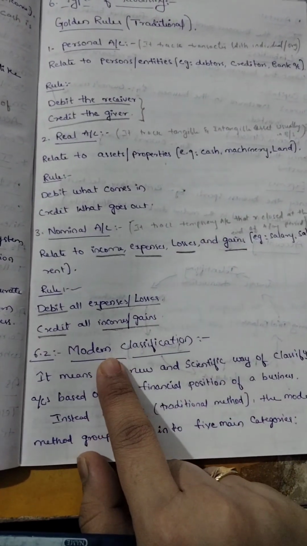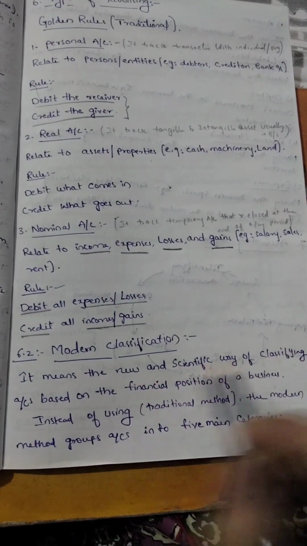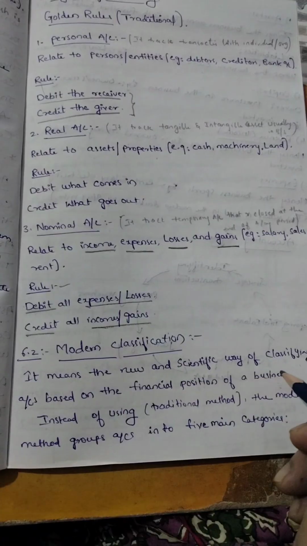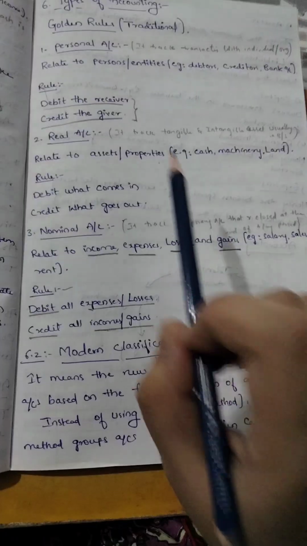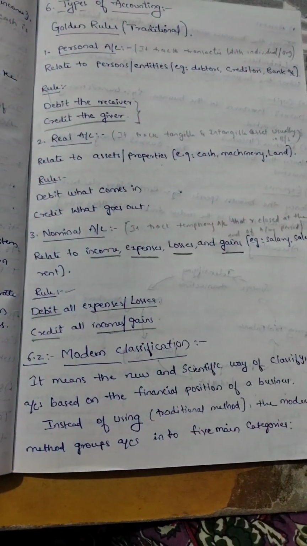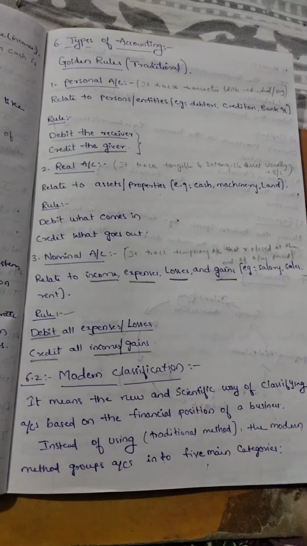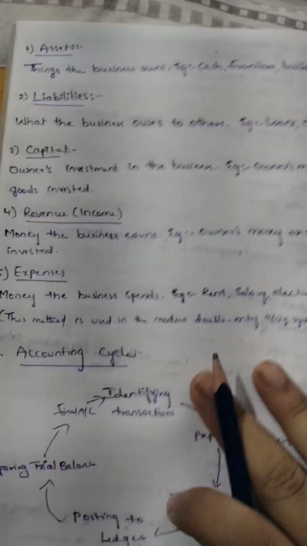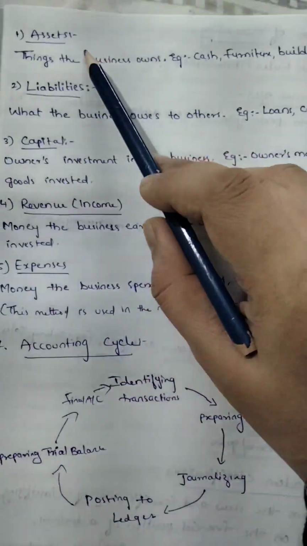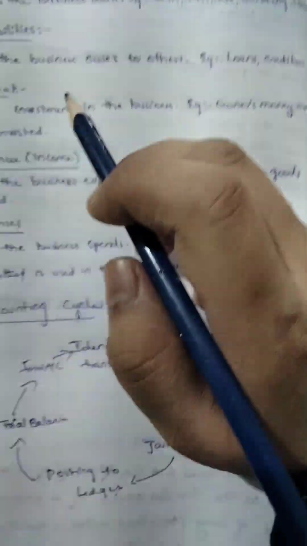And the second one is modern classification. It means the new and scientific way of classifying accounts based on the financial position of a business. Instead of using the traditional method, that is personal, real and the nominal, the modern method groups accounts into 5 main categories, that is assets, liabilities, capital, revenue and the expenses.